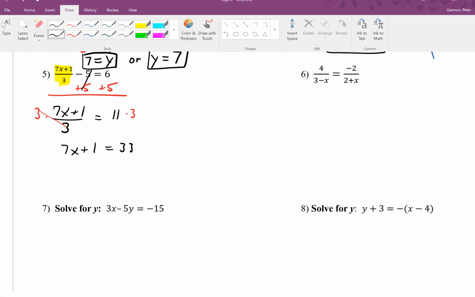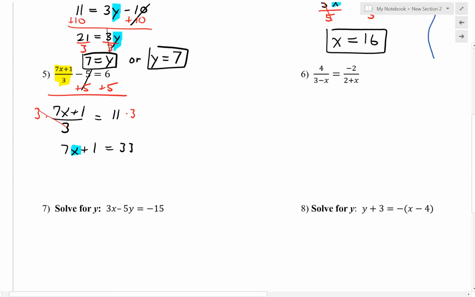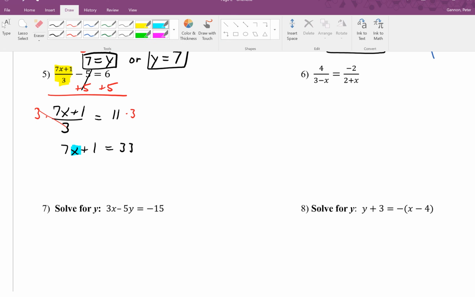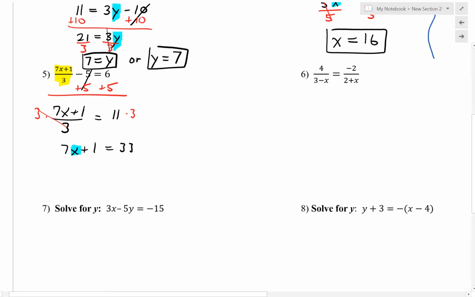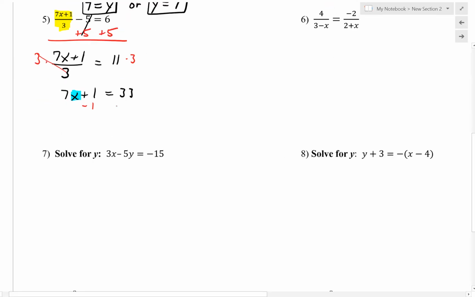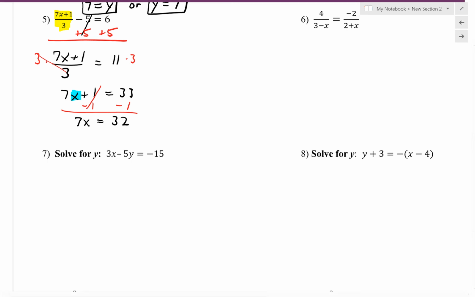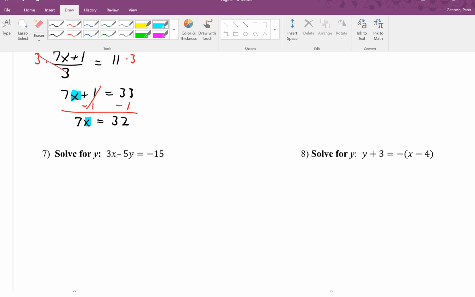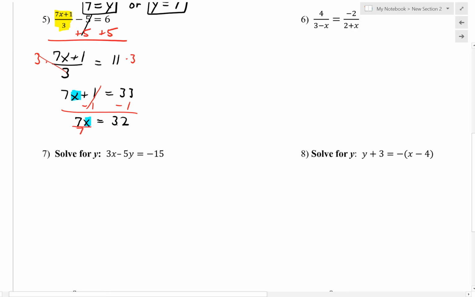And then it looks very similar to the other question. We need to isolate that x. So for us to do that, we are going to subtract 1 from both sides. Those cancel. We have 7x equals 32. And our final step in order to isolate x is going to be to divide both sides of the equation by 7. Those cancel. So x is equal to 32 over 7.